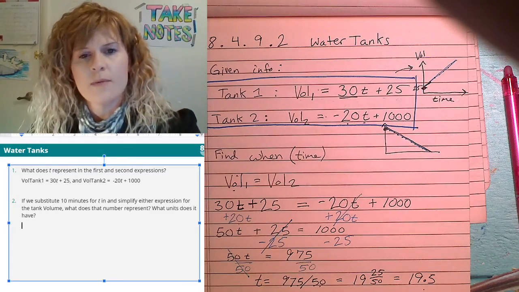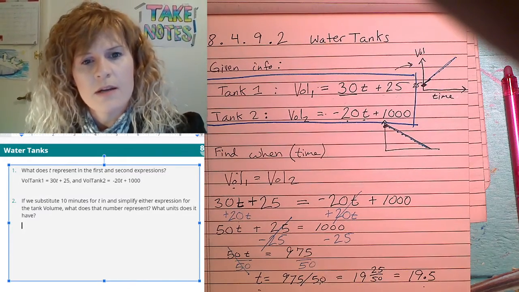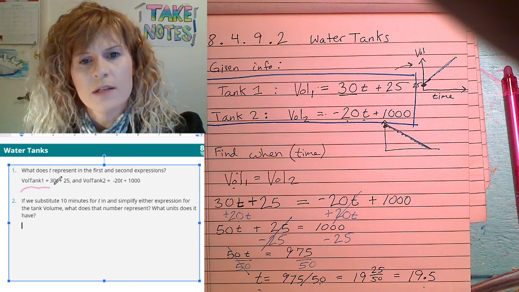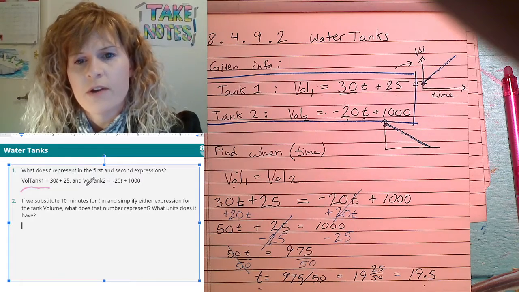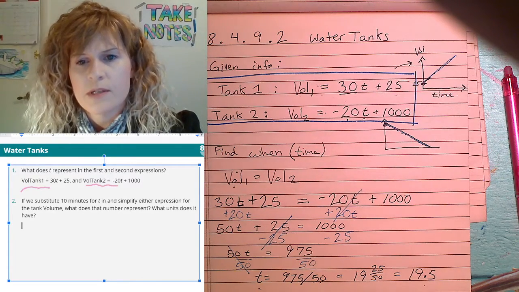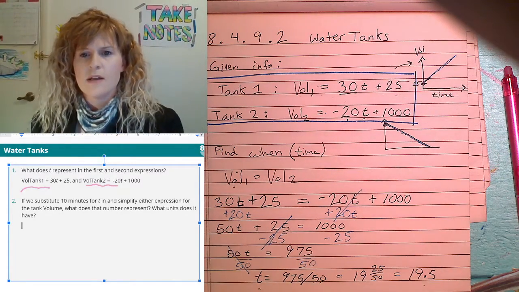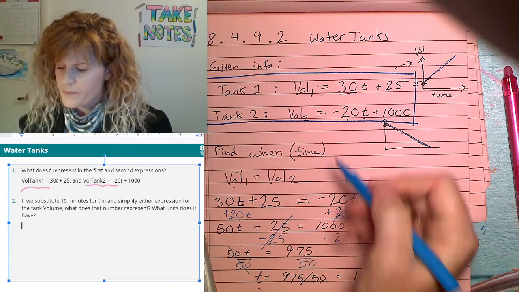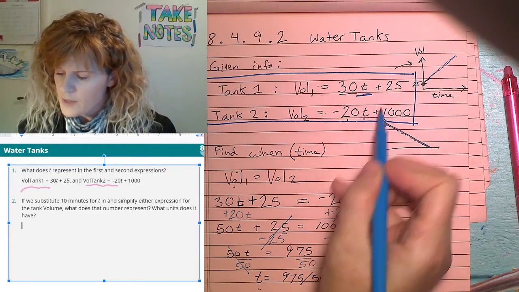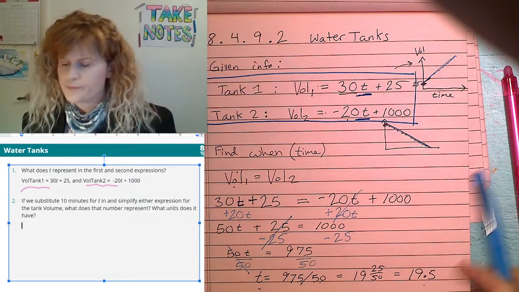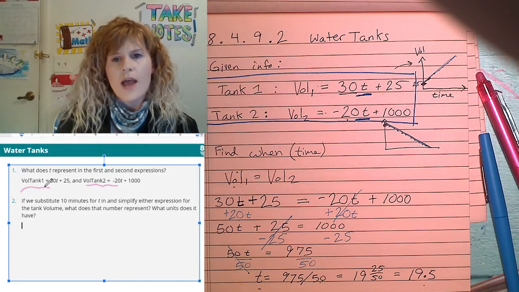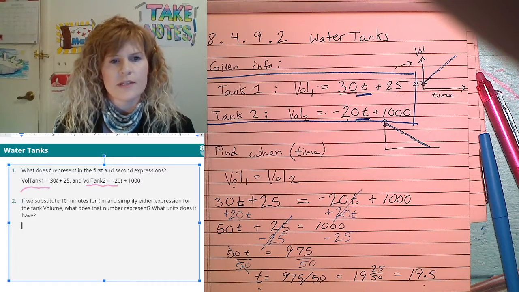What does T represent right here? The volume of tank 1 equals 30T plus 25. And the second expression, volume of tank 2 equals negative 20T plus 1,000. So in your notes, go ahead and underline those T's. What does T equal? And then type your answer in on the slide.